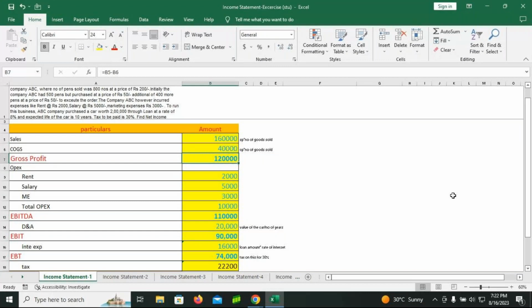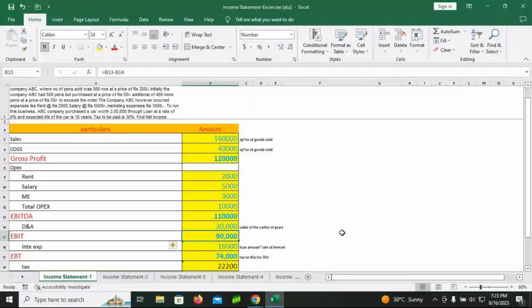So gross profit is sales minus COGS. Then rent, salary and maintenance expenses make the total operating expenses. I will get EBITDA when I subtract operating expenses from gross profit. Then depreciation and amortization: the total value of the car, 2 lakh, divided by 10 years, so 20,000 is the depreciation amount. So EBIT, earning before interest and tax, is EBITDA minus depreciation, 90,000.